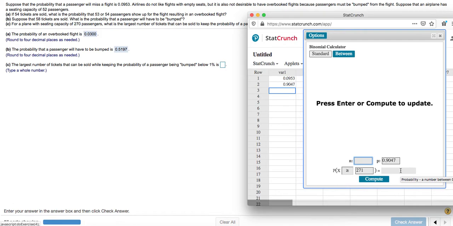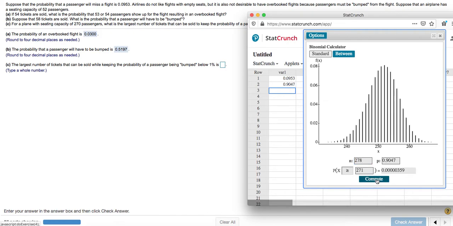So I'm just going to guess and check by typing in numbers for N. So for example, maybe the airline says, I'll sell 278 tickets. Maybe that won't cause an issue. So I just made that number up. I just picked something that was a little bit greater than 271.